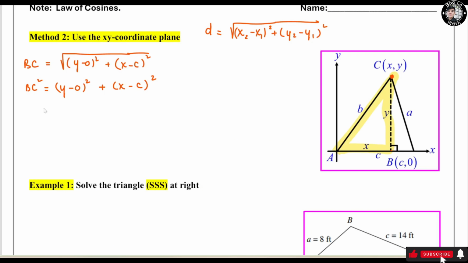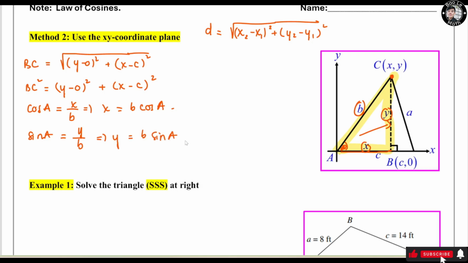So we have cosine of angle A right here equals adjacent, which is x, over hypotenuse, which is b. Then x equals b cosine A. Now similarly, we're going to find sine A. It's going to be opposite over hypotenuse, which is y over b. Then y equals b sine A.